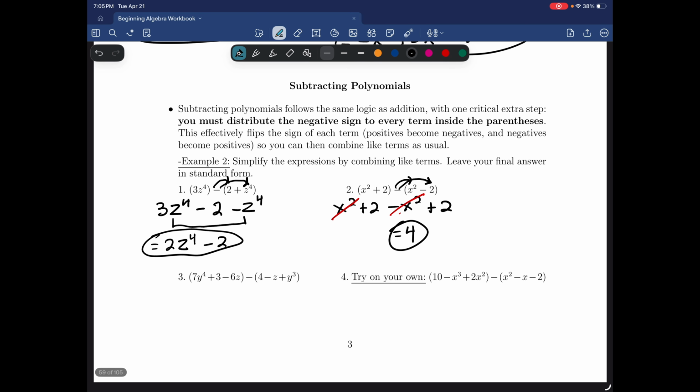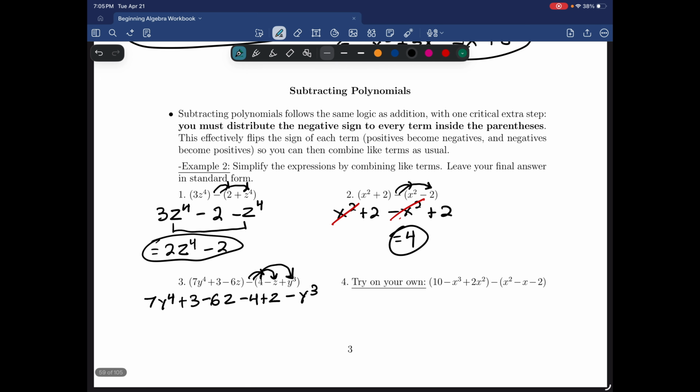Taking a look at example 3, we have 7y to the 4th plus 3 minus 6z minus the expression 4 minus z plus y cubed. So let's first start off by distributing in that negative here. And when we do that, we get 7y to the 4th plus 3 minus 6z minus 4 plus z minus y cubed.